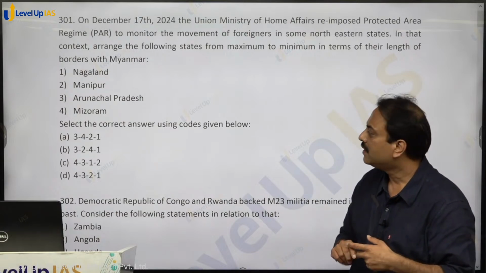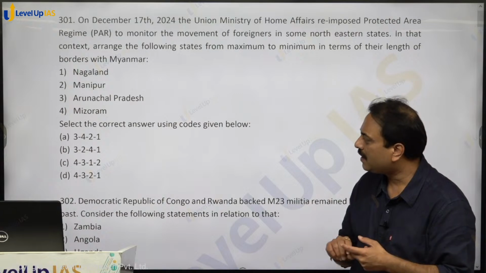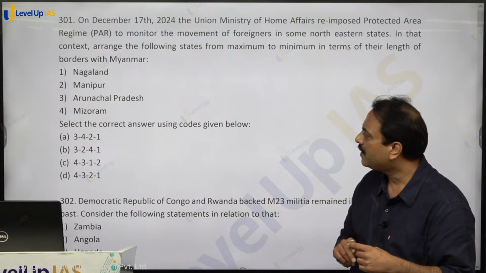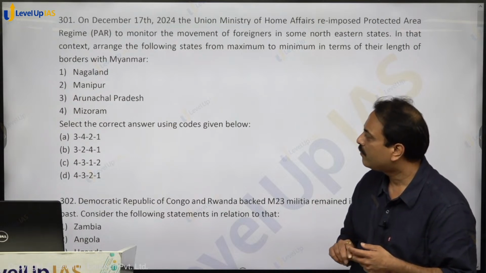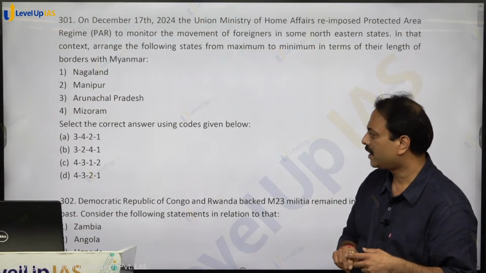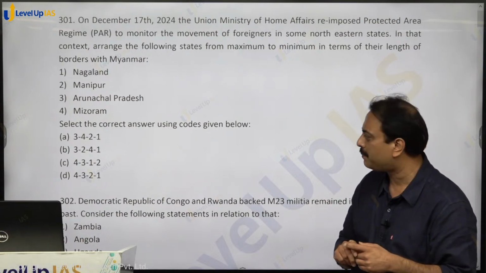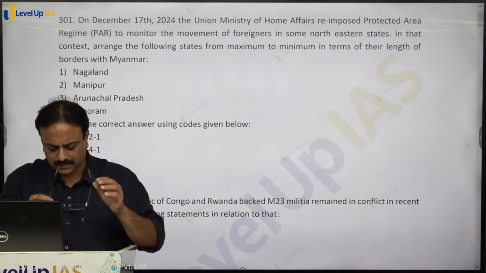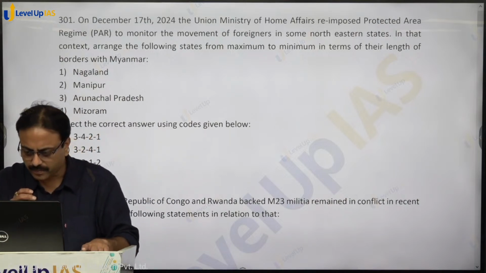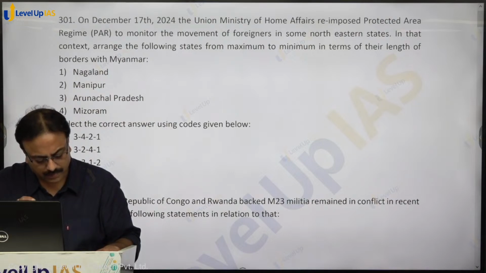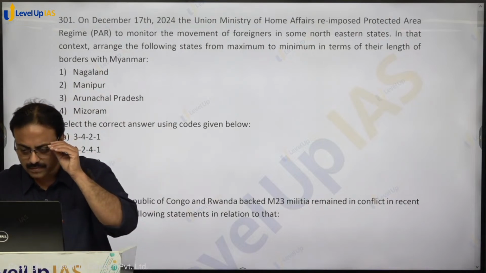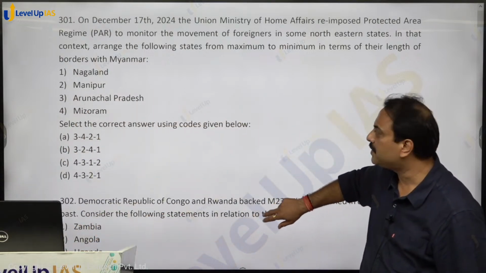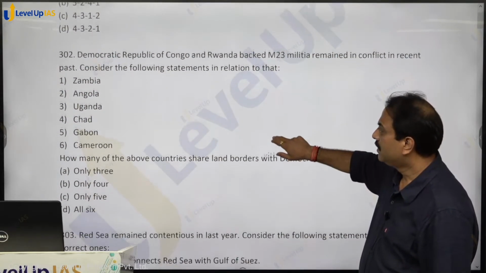Are you getting that? So maximum is Arunachal followed by Mizoram followed by Manipur followed by Nagaland. So it should be 3, 4, 2, 1. Option A for apple shall be the right answer. Got that? Clear on that? Option A for apple shall be the right answer. Consider the next question.